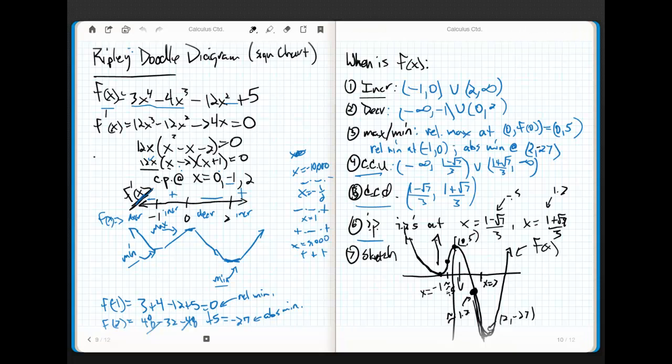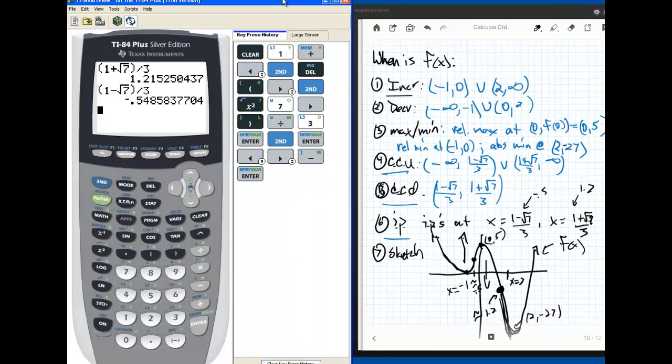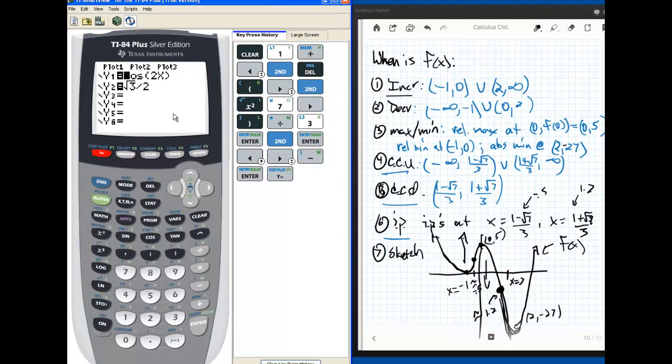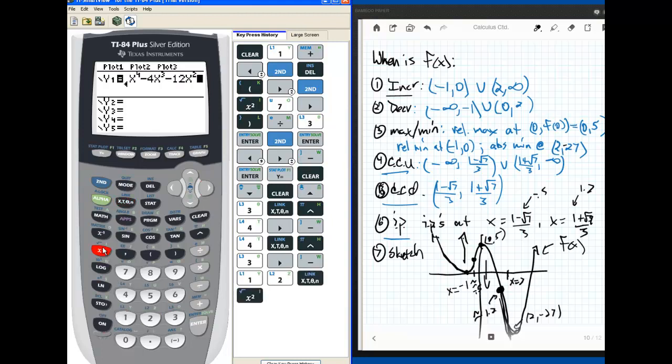All right, now I'm going to compare this to the actual function. Let's shrink this thing down. So let's grab the function. I got to clear some stuff out here, don't I? Clear. And we're going to go y equals 3x to the 4th minus 4x cubed, minus 12x squared, and then plus 5.